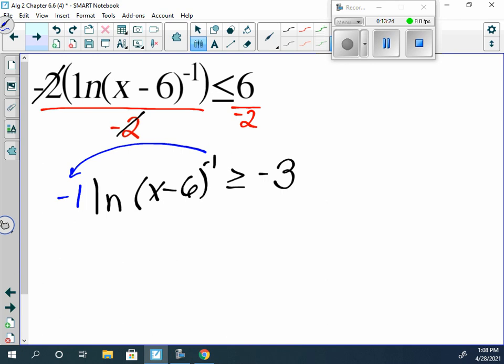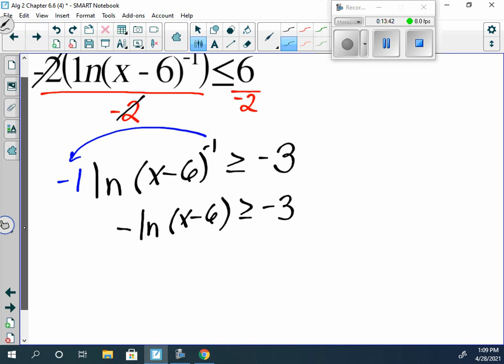We can move the negative out front. We can move the -1 to the front, because our power rule states that we can move the exponents from the exponent to out in front of the logarithm, which will really tell me that I have negative ln of x minus 6 is greater than or equal to -3.